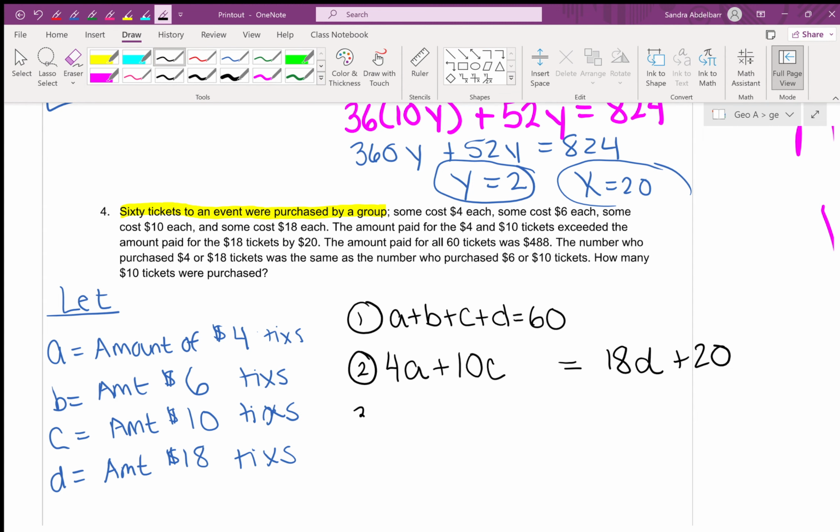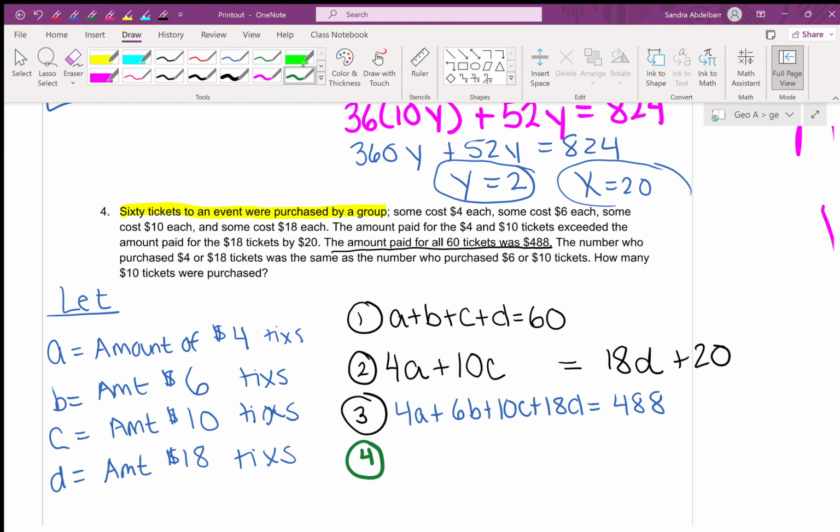How many equations do I need? Good. The amount paid for all 60 tickets was $488. There's another equation. How am I going to represent this? You got it. One more equation.